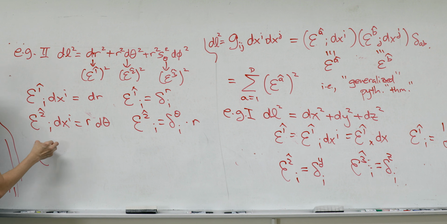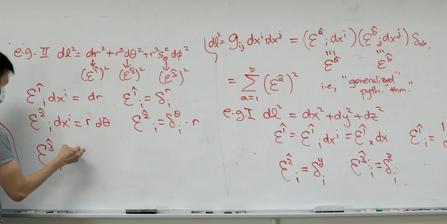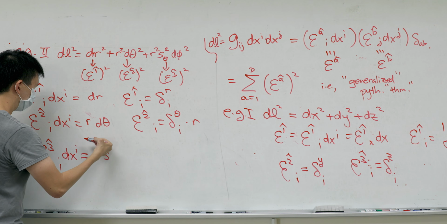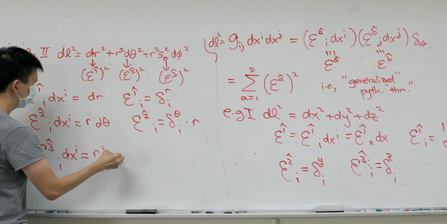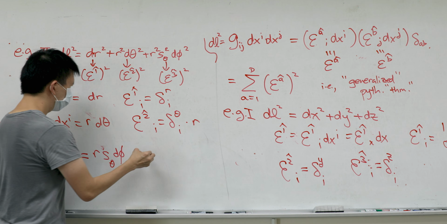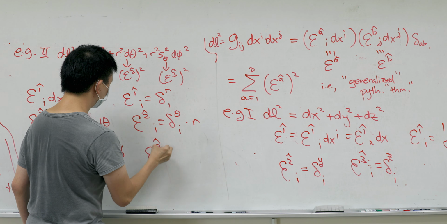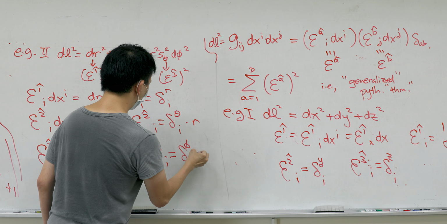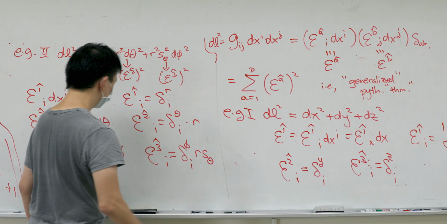And the last thing is epsilon 3 hat i dxi is r sine theta d phi. And therefore, epsilon 3 hat i is Kronecker delta phi i times r sine theta.